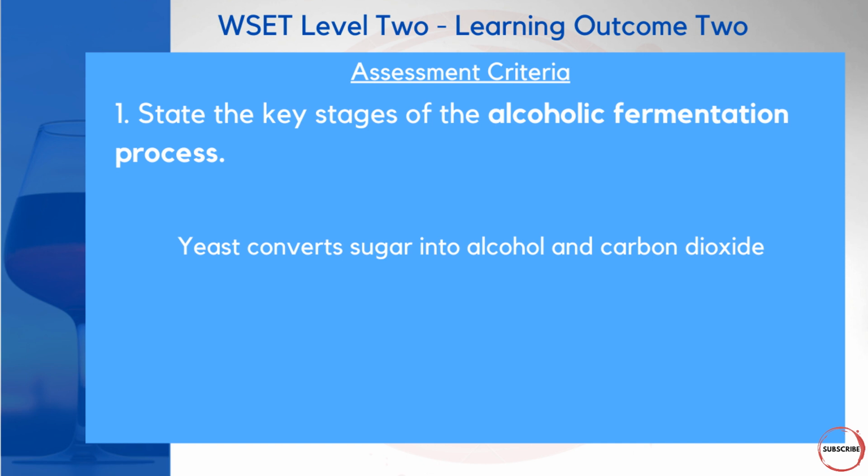Now, quite simply, the fermentation process is the converting of sugars into alcohol and carbon dioxide with the introduction of yeasts. Those yeasts can either be naturally present in the grapes themselves, or a winemaker may choose to introduce a cultured yeast into that grape juice to convert the sugars into alcohol.